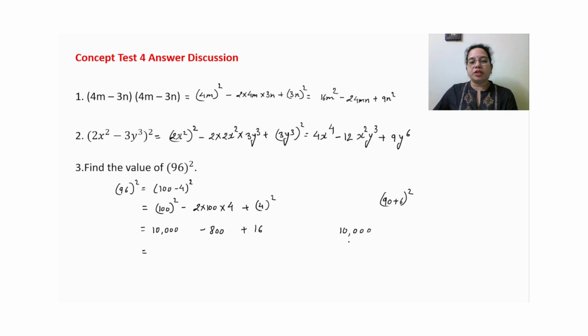Just do subtraction in rough column and write down the answer to avoid the mistake. So 10 minus 8 will give you 2. Here will be 9 and 0. 9,200 and add 16 here. So 9,216. So write down the answer 9,216.